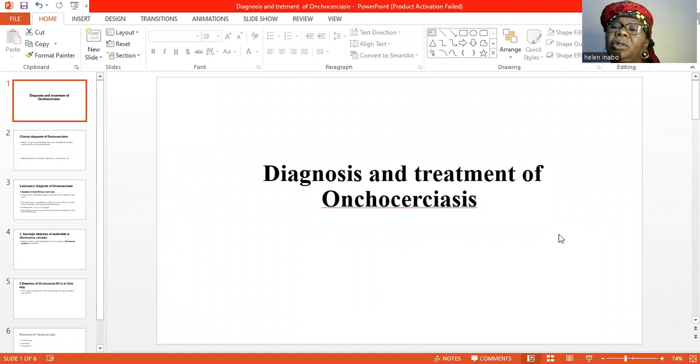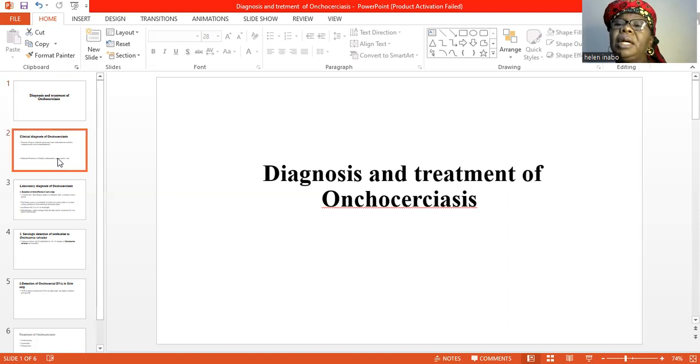The topic of discussion is diagnosis and treatment of onchocerciasis or river blindness. In a previous video, the etiology and clinical manifestations of onchocerciasis were treated. So, looking at the diagnosis, there are two types of diagnosis. You have clinical diagnosis based on the observations made by a medical doctor, and then you have the laboratory diagnosis.